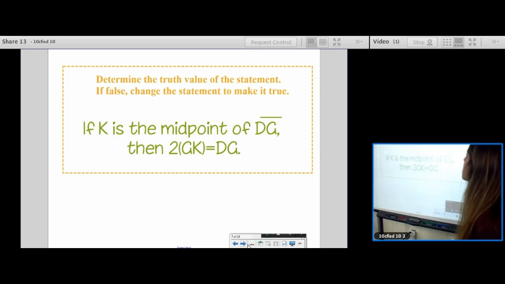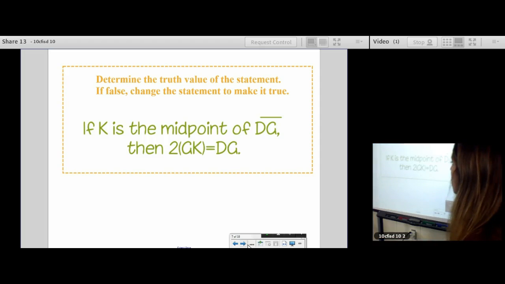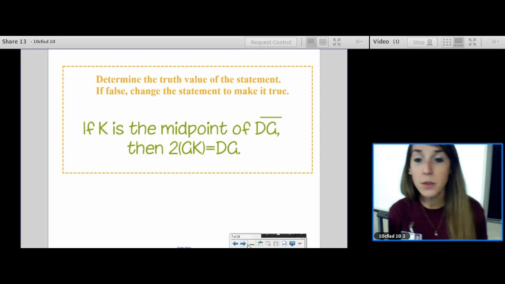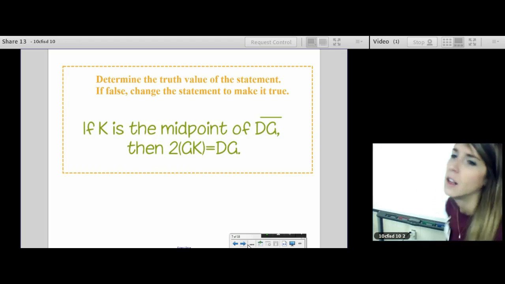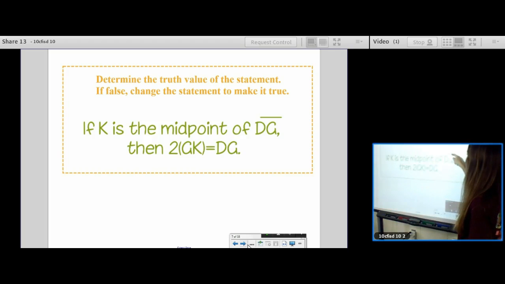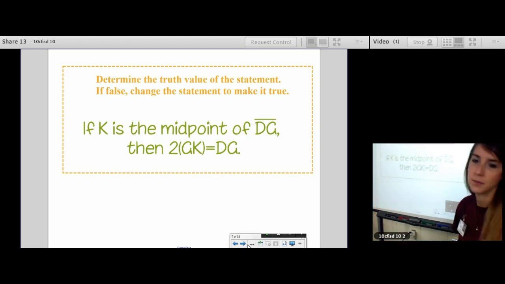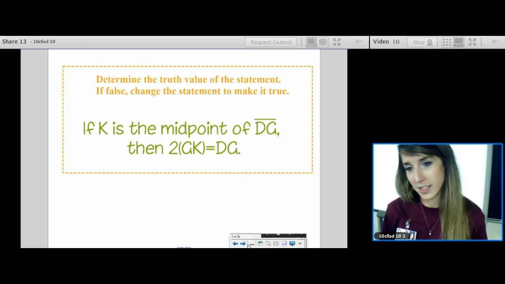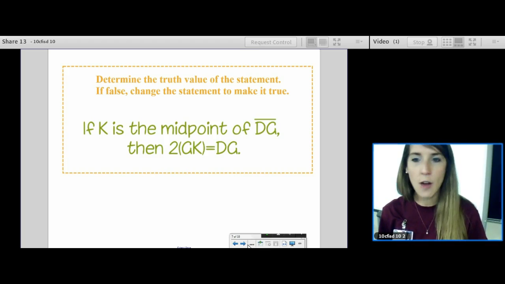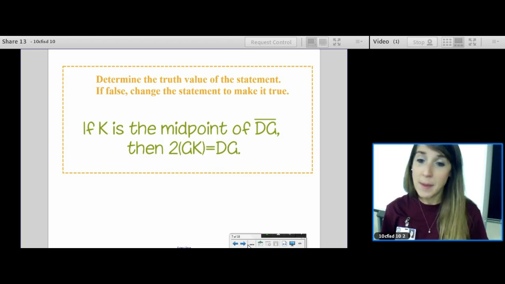Determine the truth value of the statement. If false, change the statement to make it true. So write this statement down in your notes and then decide if it's true or false. If K is the midpoint of segment DG, then 2 times GK equals DG. So remember, when it says determine the truth value, it just means, is this sentence true or is it false? So you should be writing the sentence down, only what's in green, and maybe you're sketching a picture.